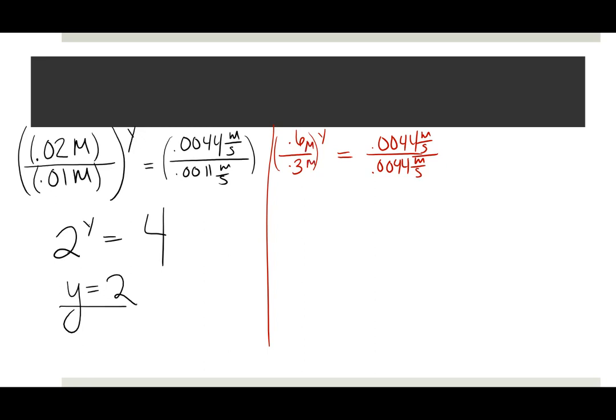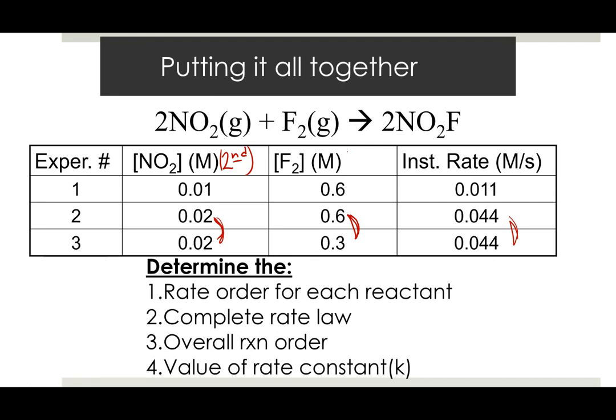Okay, so 0.6 divided by 0.3 gives me 2^y. And these 2 divided by one another is 1. So anything raised to the 0 power is going to equal 1. So in this case, y must equal 0. So this is a 0 order.